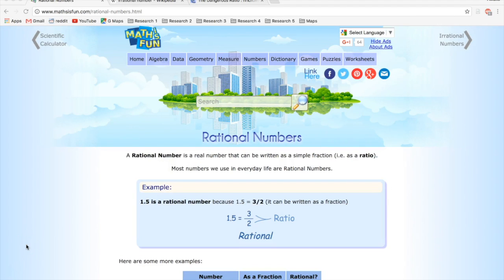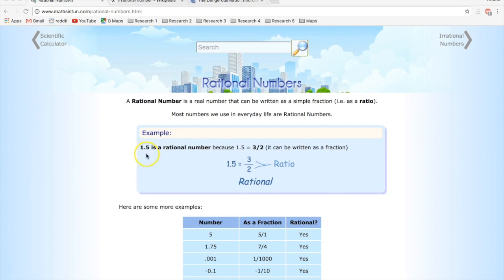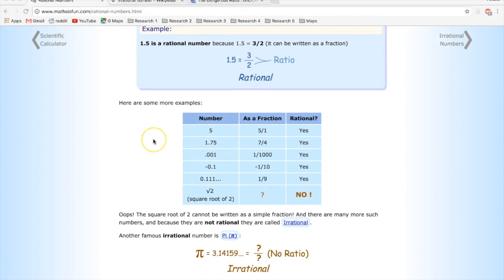To make sure you understand what we just read at Wikipedia, I'm here at Math is Fun under rational numbers, and they say a rational number is a real number that can be written as a simple fraction, i.e. as a ratio. Most numbers we use in everyday life are rational numbers. Well, you're going to find out that that's not really true. But an example, it says 1.5 is a rational number because 1.5 equals 3 over 2. It can be written as a fraction, or they call it a ratio. 3 over 2 is 1.5. We're going to find out in a little bit that this isn't actually 1.5. It's 1 1/2. It's another fraction or ratio.